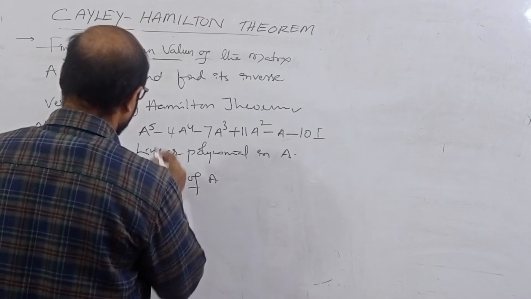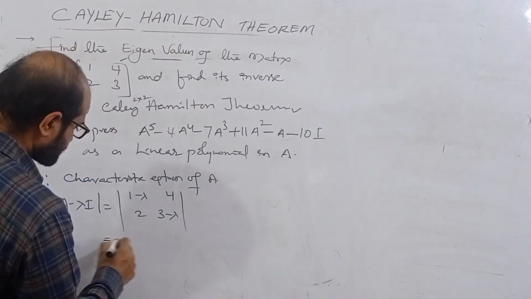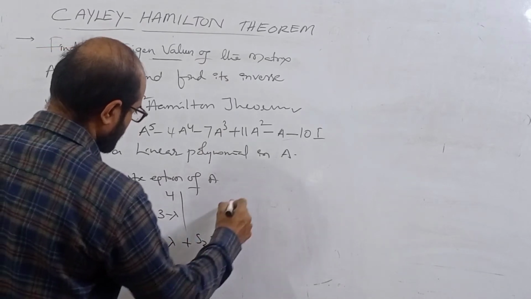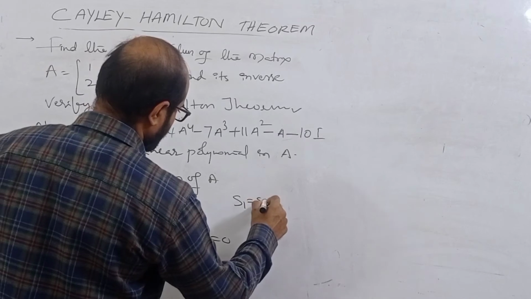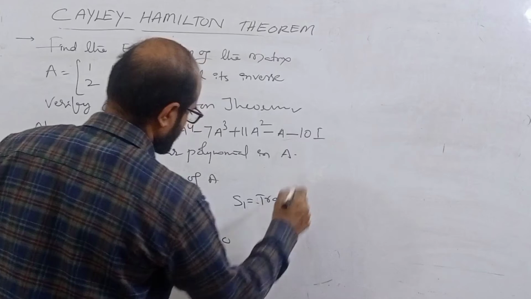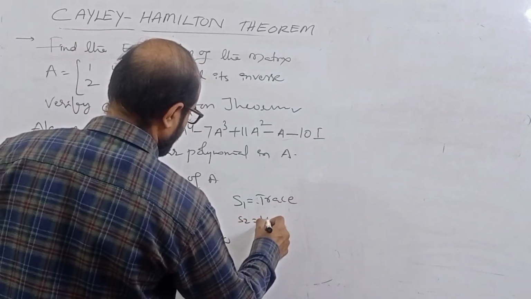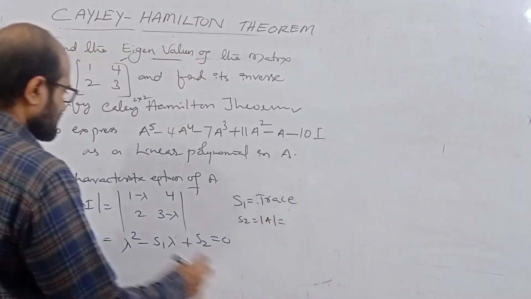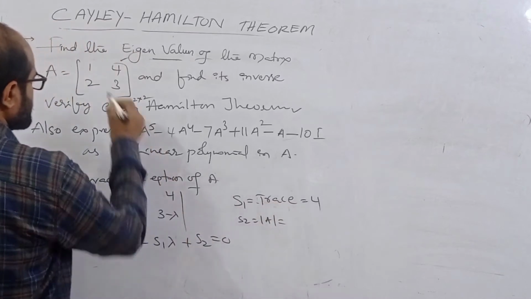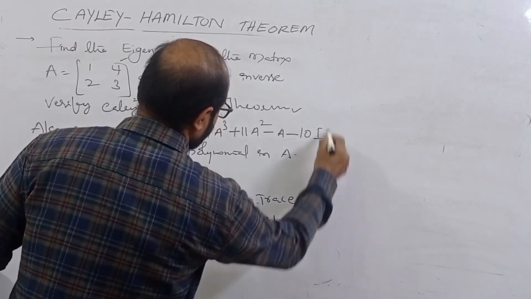Now, since it is a 2 by 2 matrix, you know the formula. What is the formula for this? Lambda square minus s1 lambda plus s2 equal to 0, where s1 is the sum of the principal diagonal elements. It means simply I can write trace. S1 is the trace, the sum of the principal diagonal elements, and s2 is the determinant of A. What is s1? Sum of the principal diagonal elements, 3 plus 1, 4. What is the determinant of this? 3 minus 8, which is equal to minus 5.